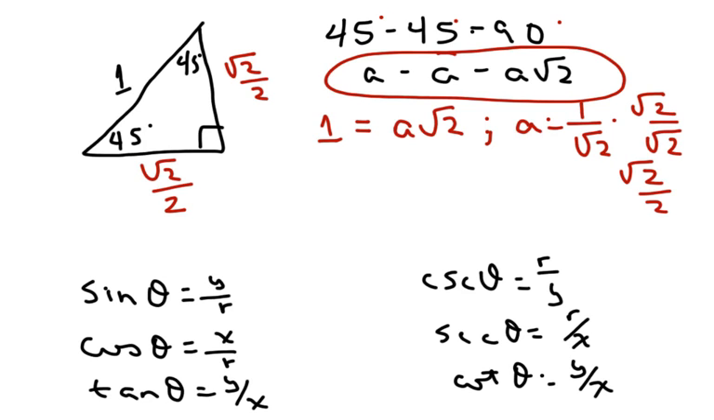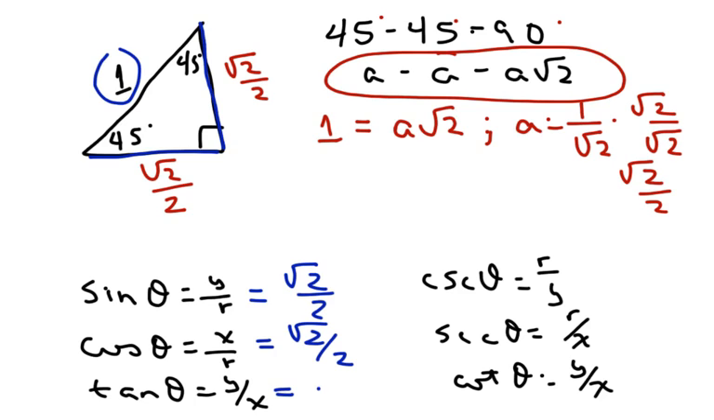Sine of theta is your y. This is your y, and this is your x. So you don't really have to use the 1 here, because all you need to know is the sine of theta, if we're in quadrant 1, is root 2 over 2. Cosine of theta is root 2 over 2. Tan of theta, you just divide these two and get 1.